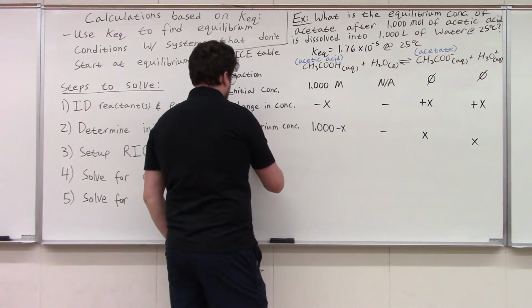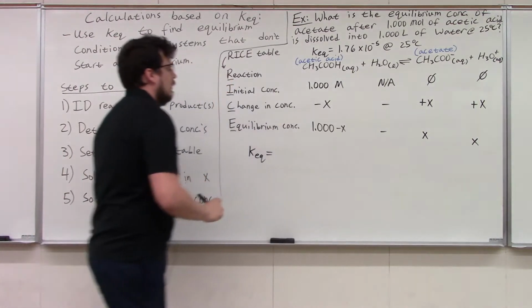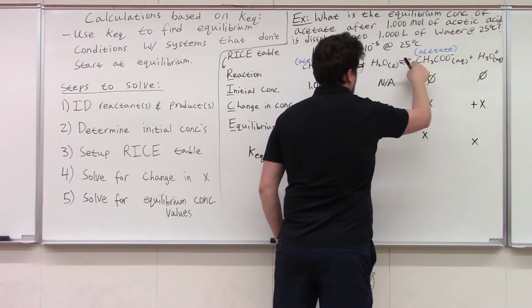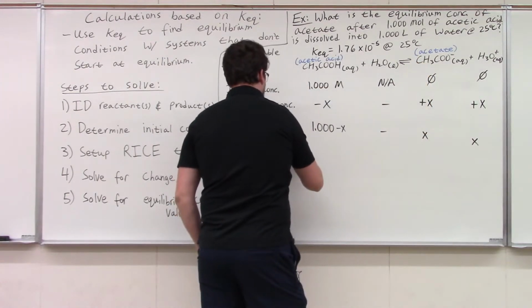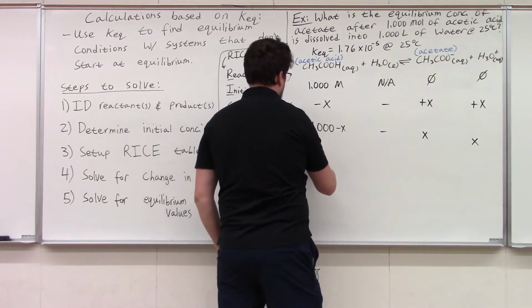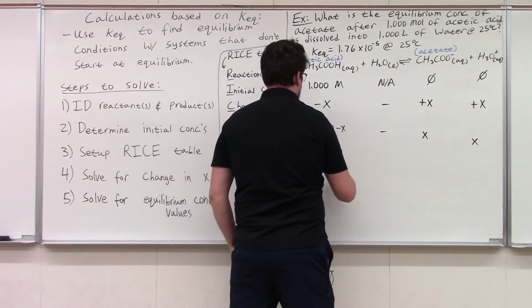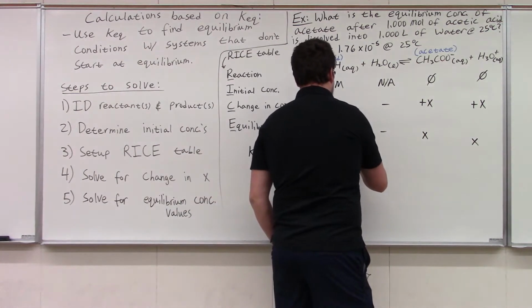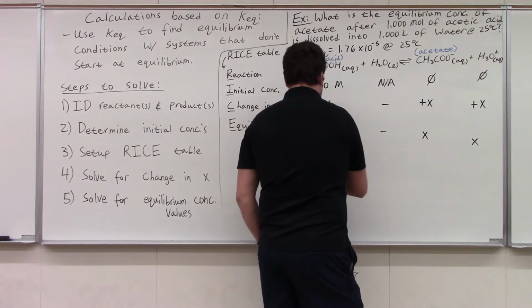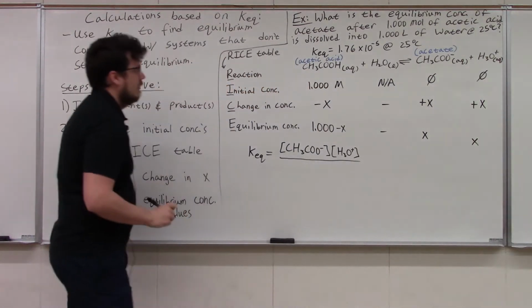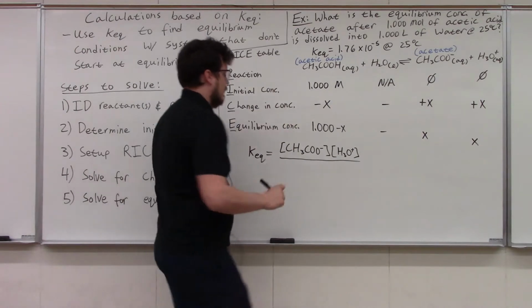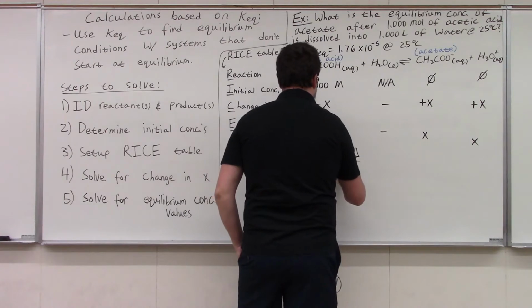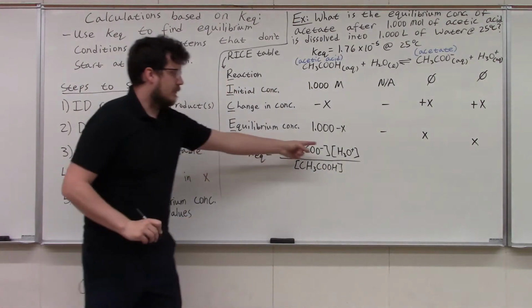Well, if I write my expression for KEQ, what am I going to have? I'm going to have products over reactants, so I'll have my acetate, CH3COO minus, times my concentration of H3O plus, only one of those, so it's just to the power of 1. And I'm going to divide by acetic acid's concentration, stoichiometric coefficient of 1, so again, just to the power of 1. CH3COOH.